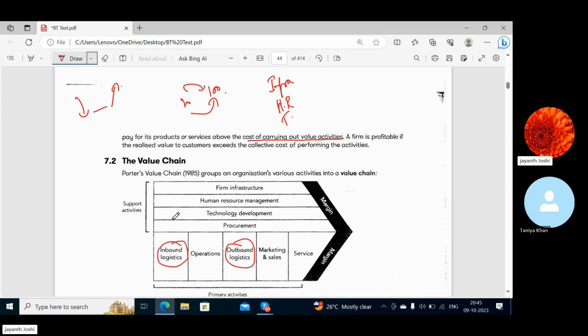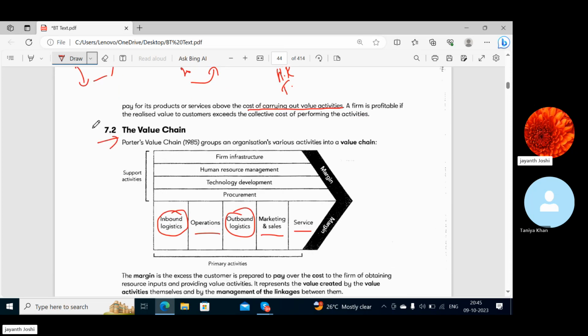Today, a lot of deliveries are happening. Good operations, marketing and sales. Someone is marketing the product and services. So the value is getting created because of all this. This is the value chain network, we can see.